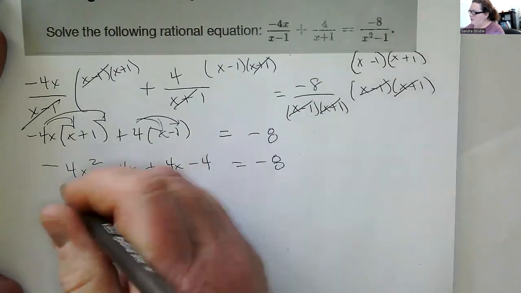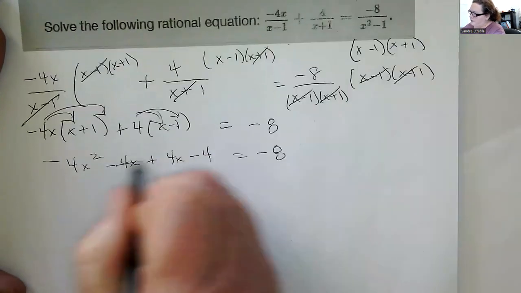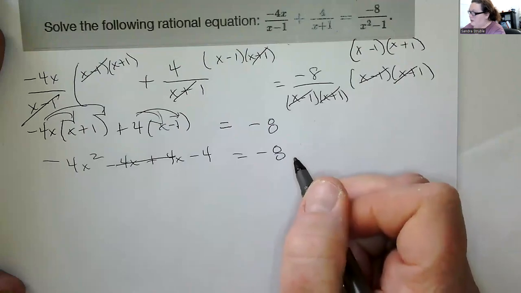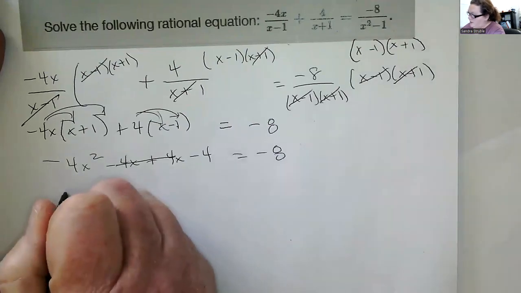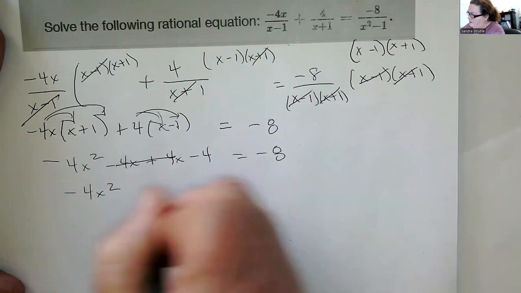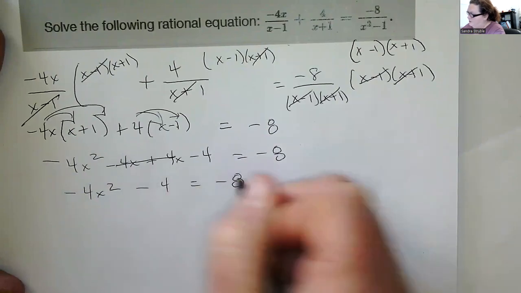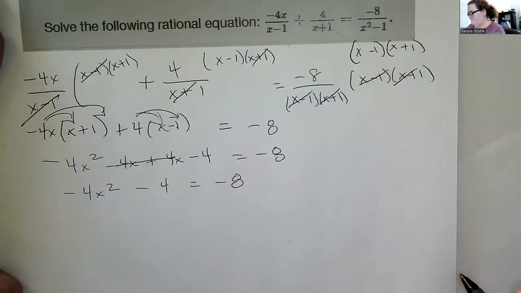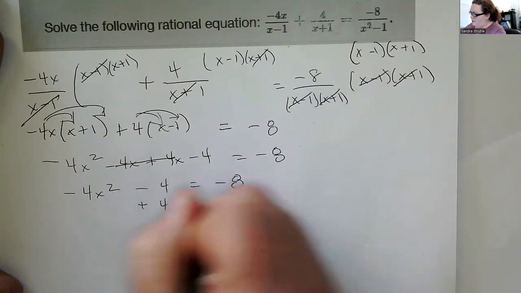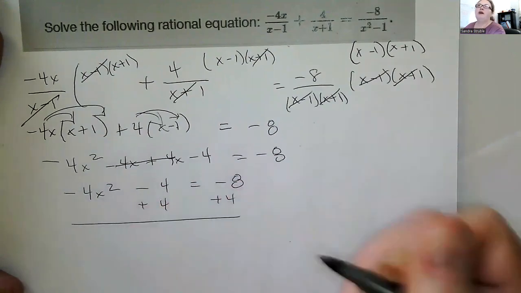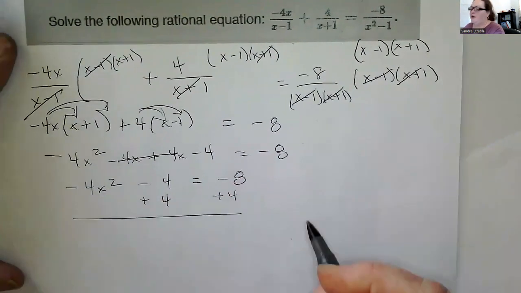I'm going to bring the 8 over and combine my like terms here. These are gone. Actually, I don't even have to do that. So I get negative 4x squared minus 4 is equal to negative 8. Yeah, I can take the 4 to the other side. Let's add 4 to both sides. Or you could factor. You could bring the 8 over and factor it. It doesn't matter either way.